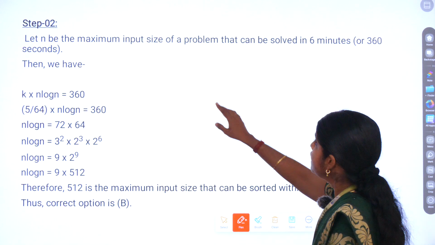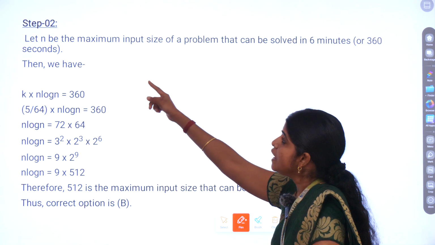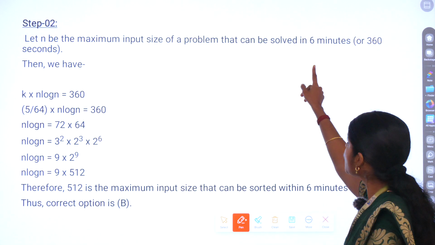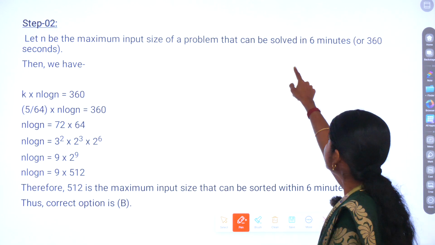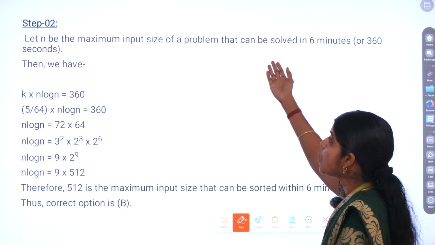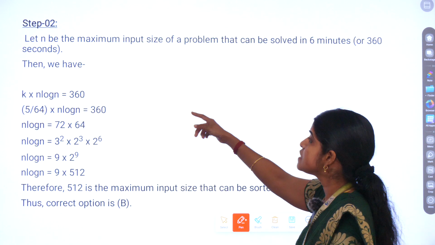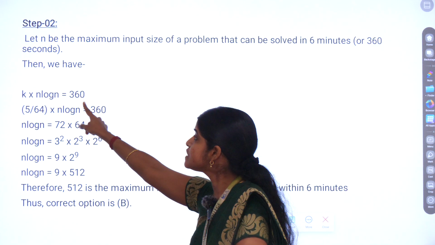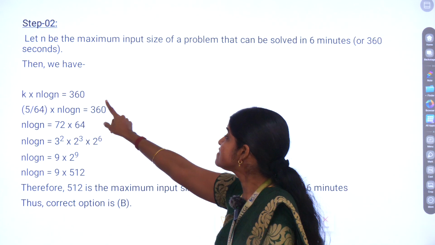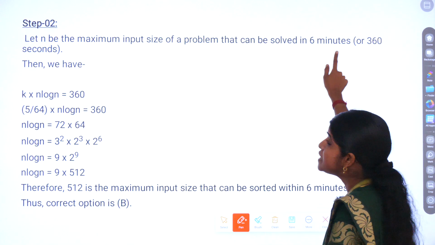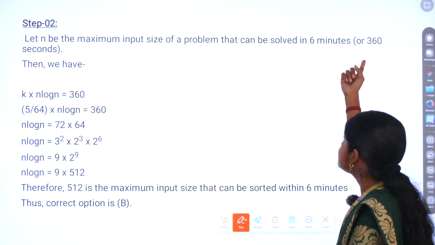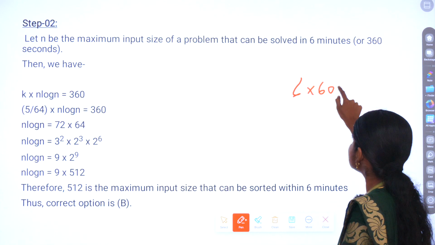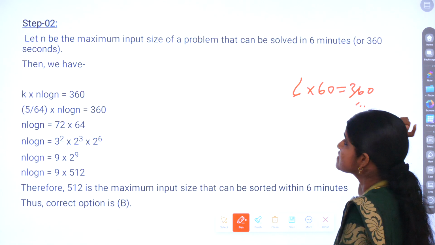So again, here is another step. Let n be the maximum input size of a problem that can be solved in 6 minutes. So here the minutes are given. We want to calculate the input size. So here also the same formula will be applied. k into n log n is equal to 360. This 360 is nothing but 6 minutes converted into seconds. So 6 into 60, which is nothing but 360 seconds.